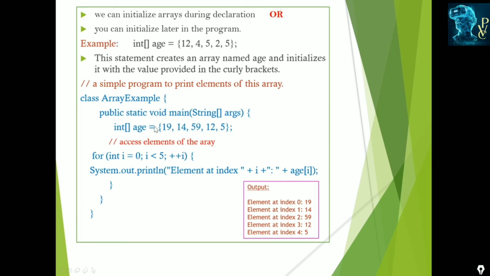a of 0, that is 19. Element at index 1, that is 14. Element at index 2, that is 59. Element at index 3, that is 12. Element at index 4, that is 5. These are printed. So initializing and printing the elements is like this.